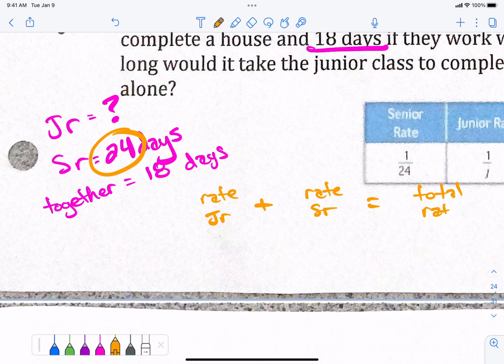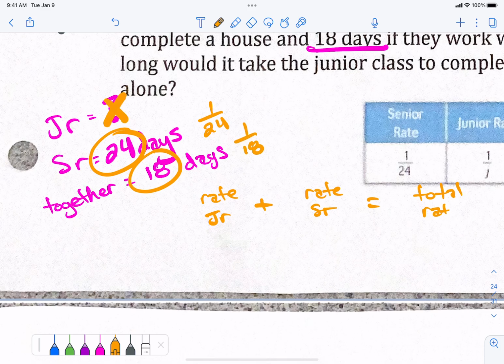If they finish a house in 24 days, how much of the house do they get completed in 1 day? 1/24th, right? So they work at a rate of 1 out of 24. Now, that is on average. Some days they might be more productive than others, but on average they get 1/24th of the house completed in 1 day. How much of a house do they get done in 1 day if they work together? 1/18th, right?